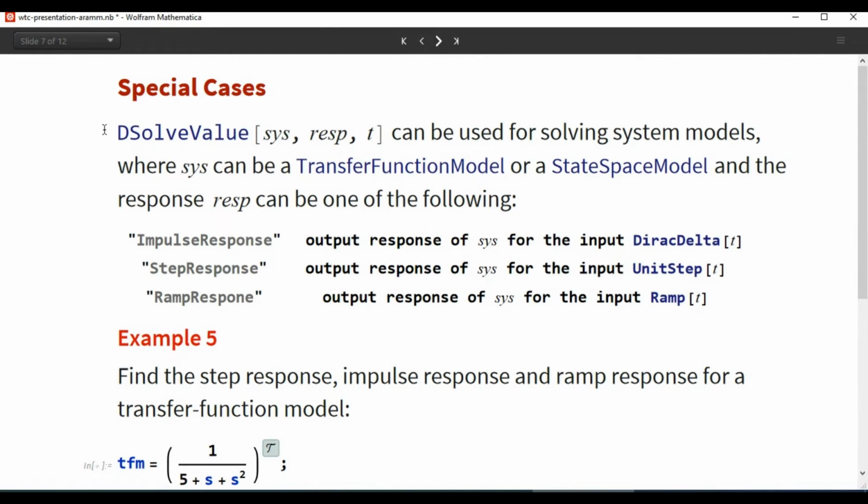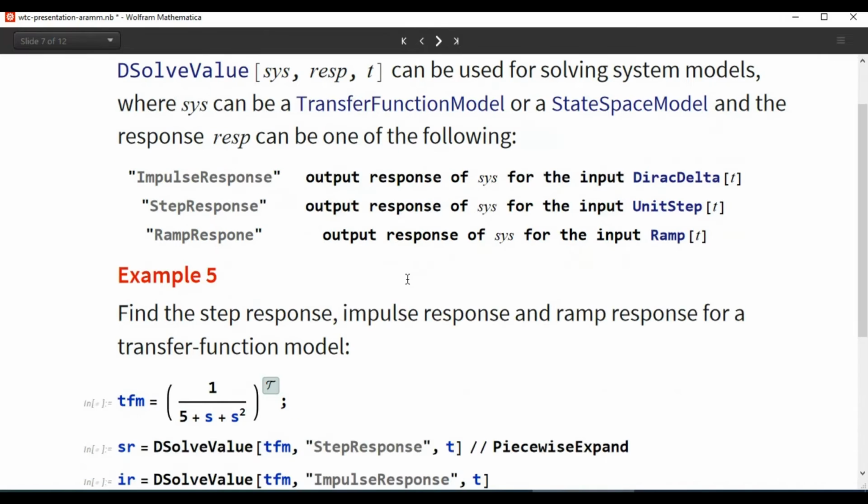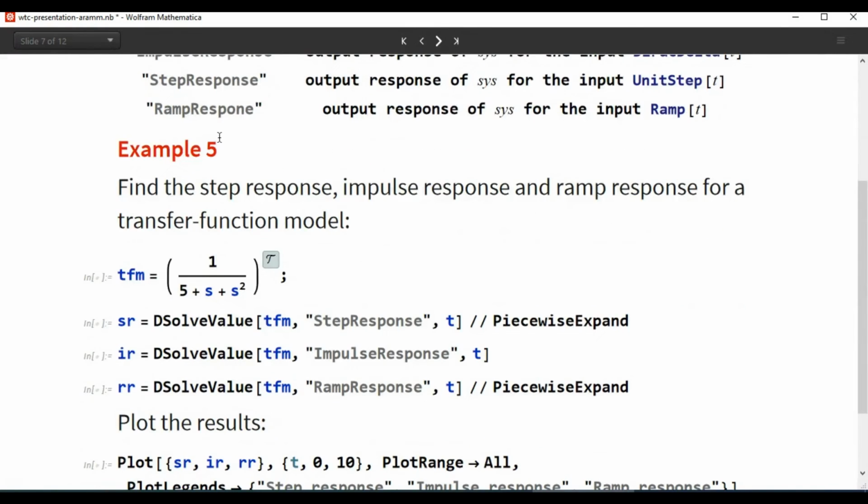So here we can use DSolveValue, and the first argument will be the system without any input function. And system again can be only transfer function model or state space model. And response will be a string, which in this case can have 3 values: impulse response to get the response from Dirac delta, step response for unit step, and ramp response for ramp t. And here is an example demonstrating this.